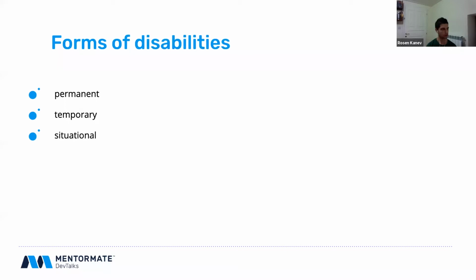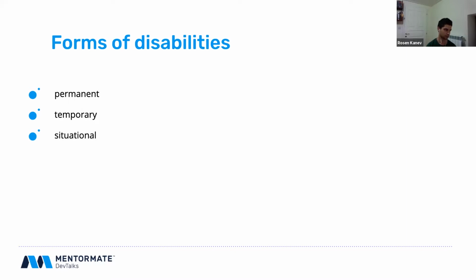So let's talk about forms of disabilities. We can categorize them in three forms: permanent, temporary, and situational. And I'll give a short example for each category.